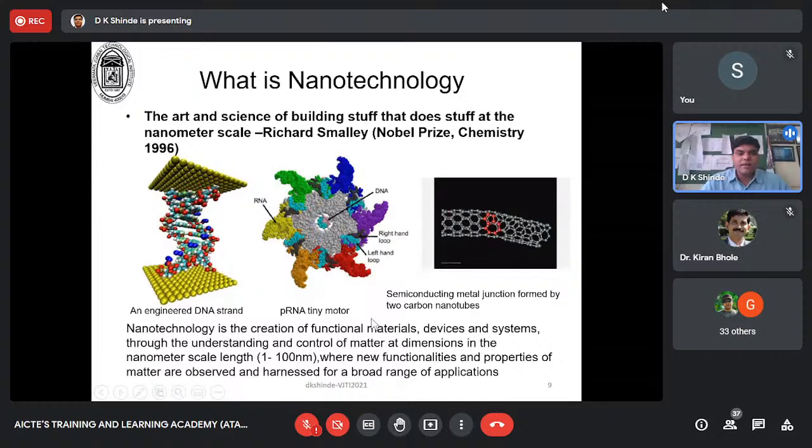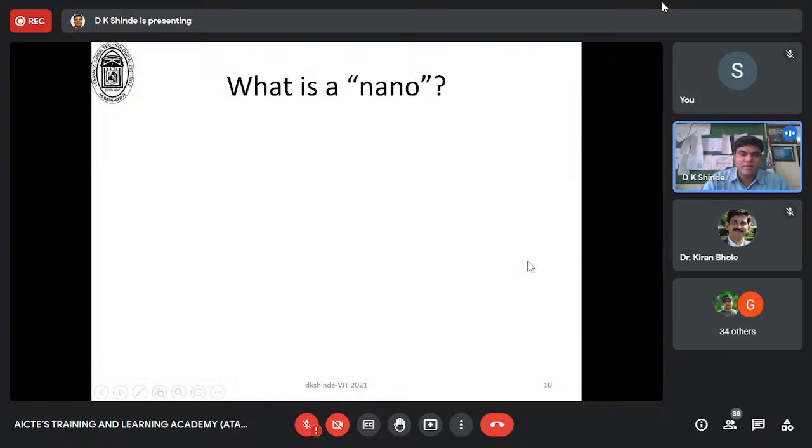Then you see the RNA tiny motor, which has been created with DNA inside and RNA outside, and you can see the right-hand lobes and the left-hand lobes, and how you can prepare pRNA tiny motors at the nanoscale level. This one is also a semiconducting metal junction formed by 2 connected carbon nanotubes. This is also modeling done at the initial level.